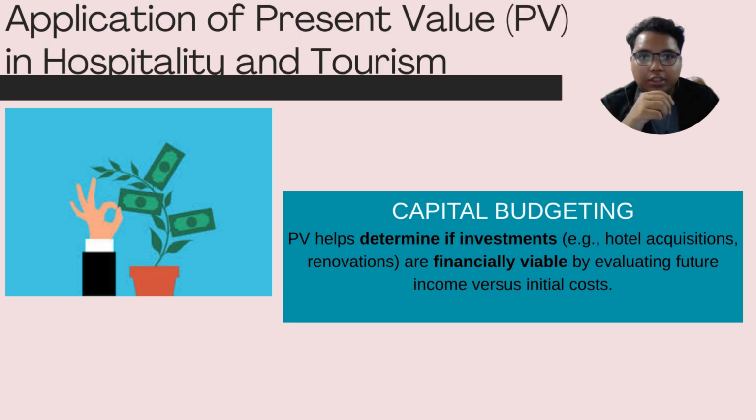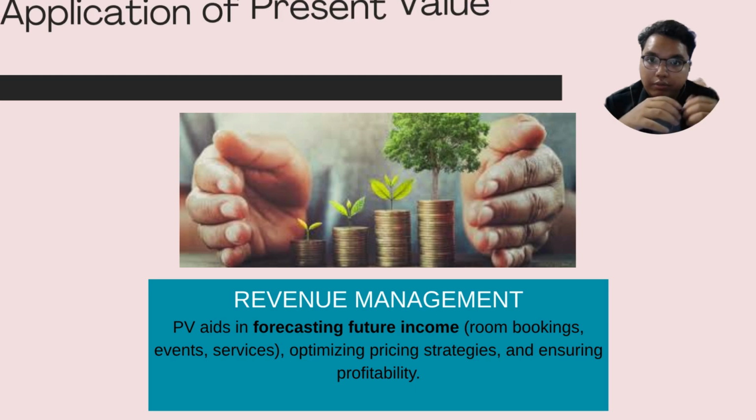So, capital budgeting. PV is especially important in capital budgeting, where it helps businesses evaluate the financial viability of large-scale investments. For example, if a hotel is considering renovating its lobby and conference rooms, PV will be used to calculate the expected future income from increased bookings and events compared to the renovation costs. If the PV of future income exceeds the renovation costs, then the hotel may decide that the investment is a financially sound decision.